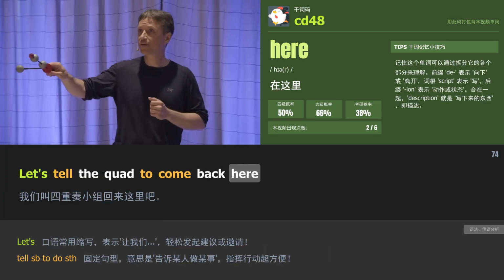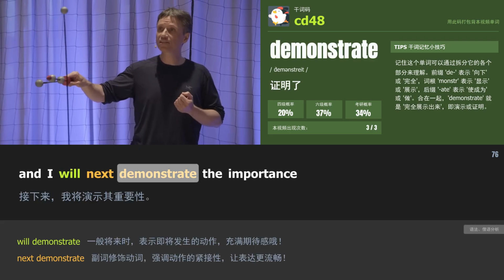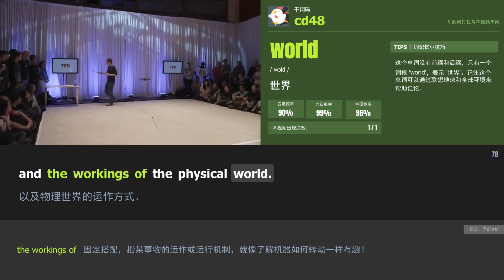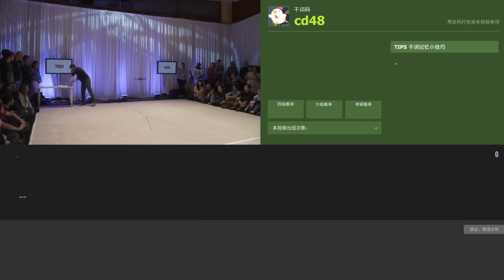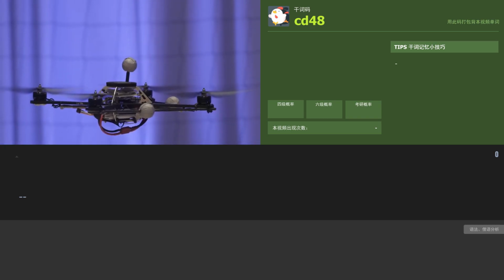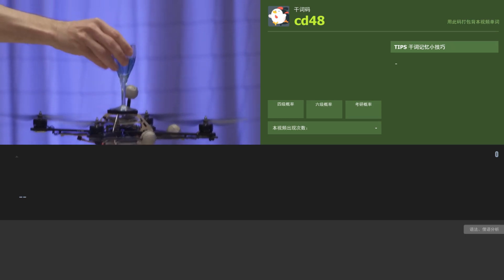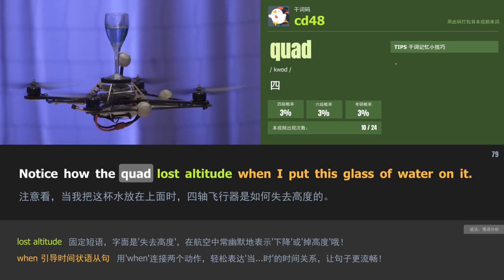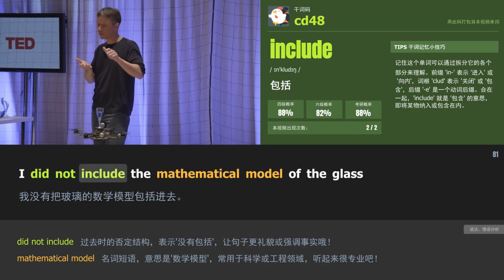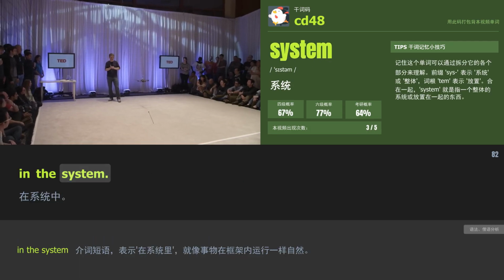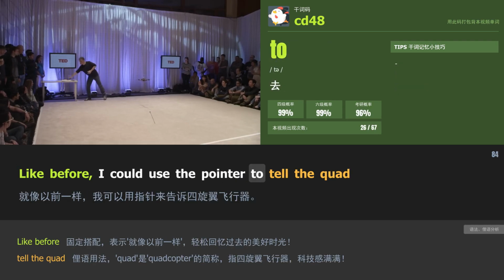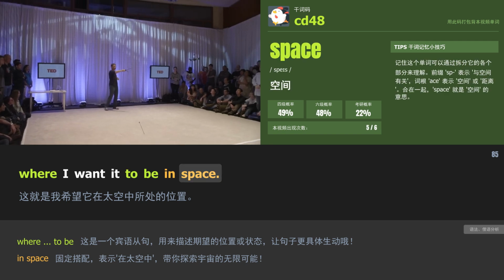Let's tell the quad to come back here and let the pole drop, and I will next demonstrate the importance of understanding physical models and the workings of the physical world. Notice how the quad lost altitude when I put this glass of water on it. Unlike the balancing pole, I did not include the mathematical model of the glass in the system. In fact, the system doesn't even know that the glass of water is there. Like before, I can use the pointer to tell the quad where I want to be in space.